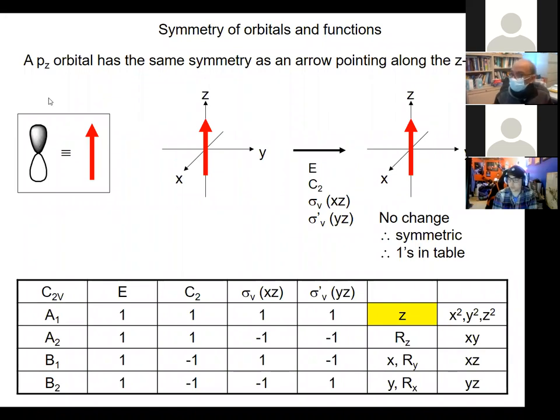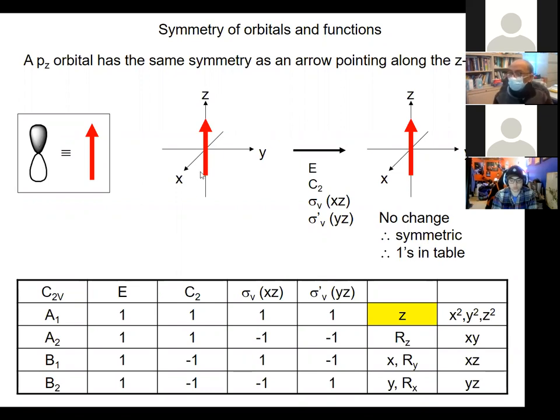Now, a pz orbital has the same symmetry as an arrow pointing along the z-axis. So if you now write the Cartesian system, x, y, and z-axis, your arrow or your p orbital is located in this fashion.